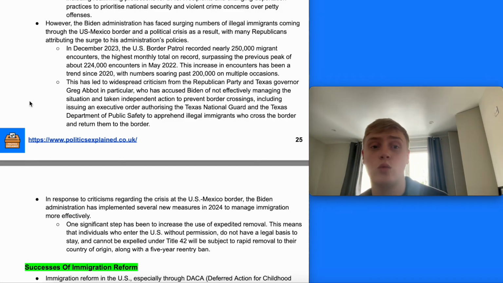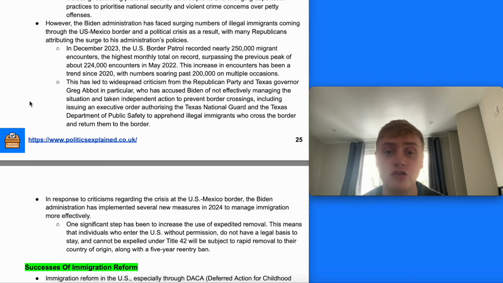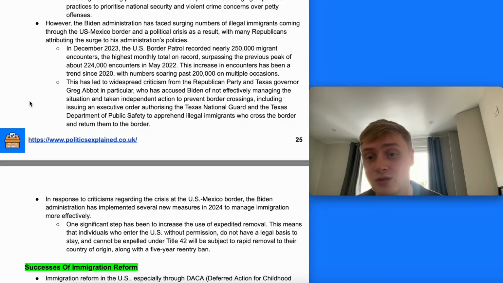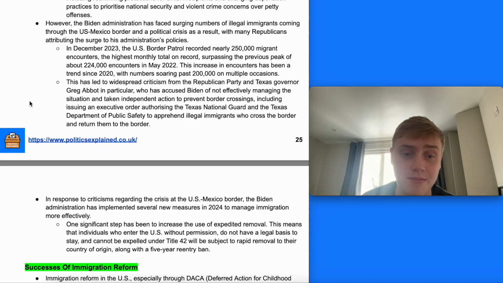And this led to widespread criticism from Republicans in particular, including Republican Party member and Texas Governor Greg Abbott, who has accused Biden of not effectively managing the situation and has taken independent action to prevent border crossings, including issuing an executive order to use for the first time the Texas National Guard and the Texas Department of Public Safety to apprehend illegal immigrants when this is normally a federal duty.